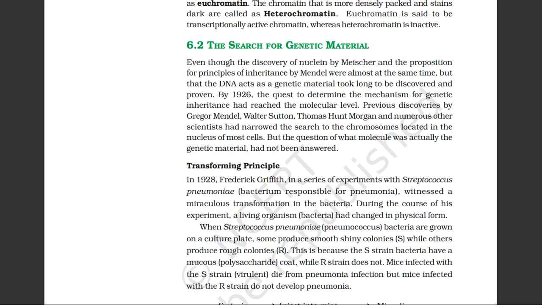When Streptococcus pneumoniae, pneumococcus bacteria, are grown on a culture plate, some produce smooth shiny colonies, S, while others produce rough colonies, R. This is because the S strain bacteria have a mucus polysaccharide coat, while the R strain does not. Mice infected with the S strain, virulent, die from pneumonia infection, but mice infected with the R strain do not develop pneumonia.